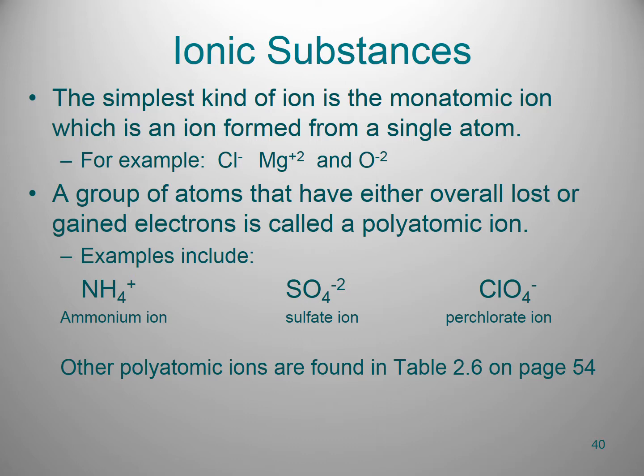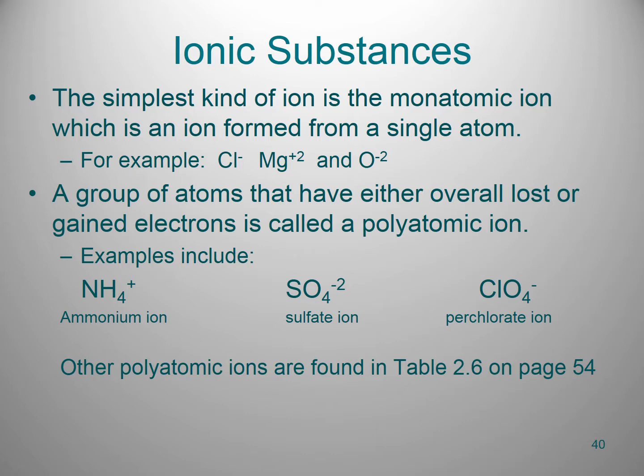Okay, so the simplest kind of ion is called a monoatomic ion, which is formed from a single atom. So when Cl gains an electron, becomes Cl negative, that's a monoatomic ion. Mg will lose 2 electrons, become Mg2 plus. O will gain 2 electrons, become O negative 2.